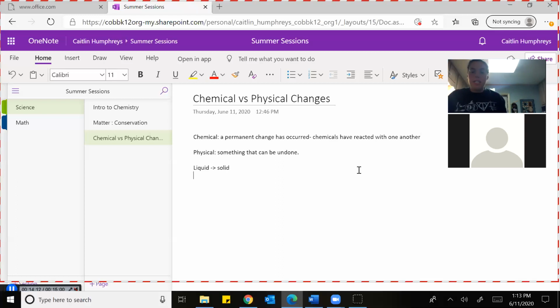So if I am going to take a fence, if I paint the fence, is it physical or chemical? Physical, because I can unpaint, because I can take that back off.